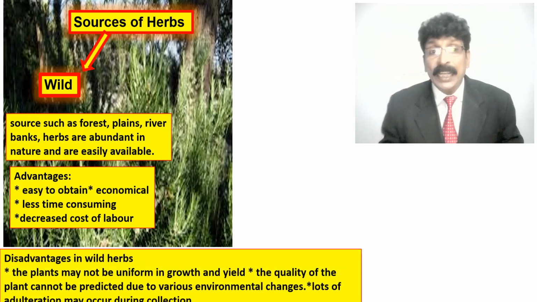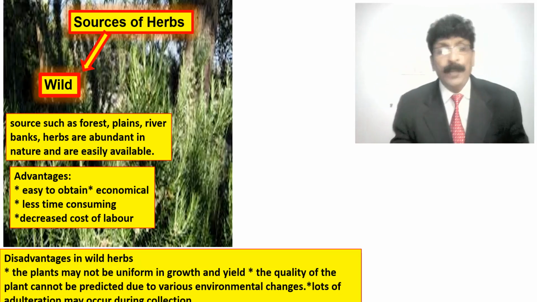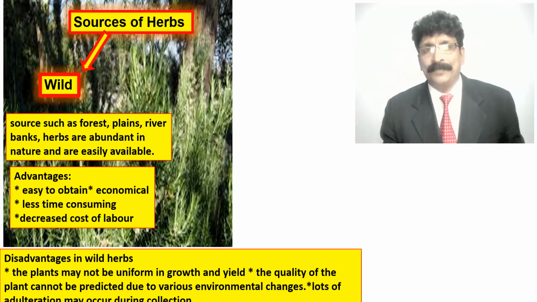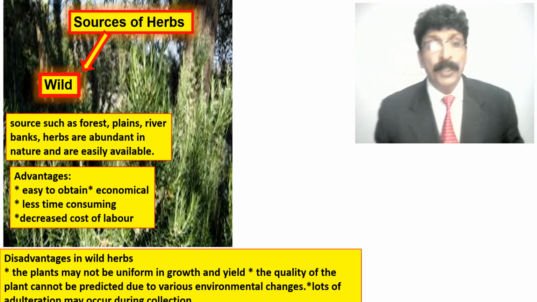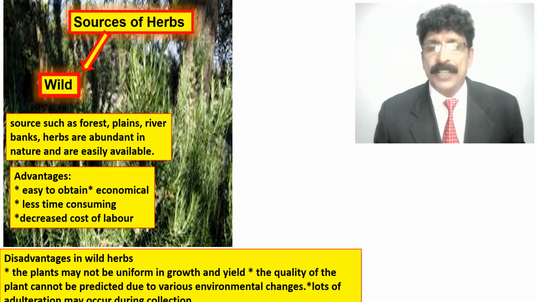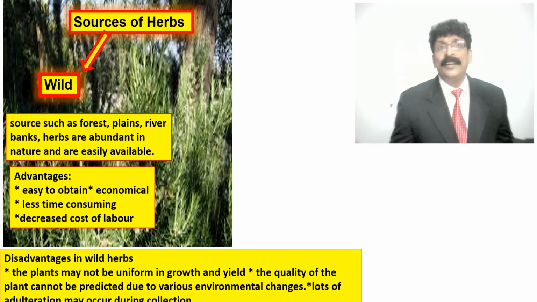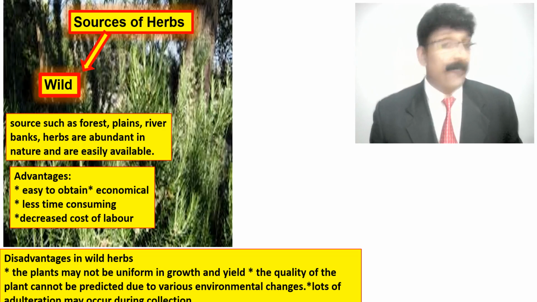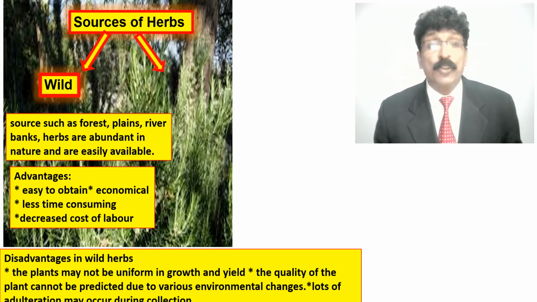But disadvantages of wild herbs: the plants may not be uniform in growth and yield. The quality of the plant cannot be predicted due to various environmental changes in the wild atmosphere, and lots of adulteration may occur during collection. The collector should be well educated regarding the drug which he is interested to collect.